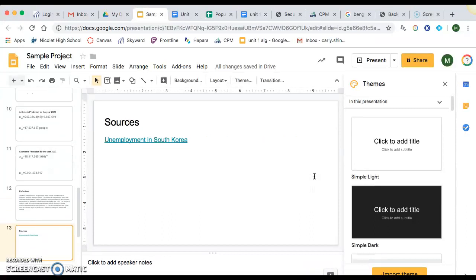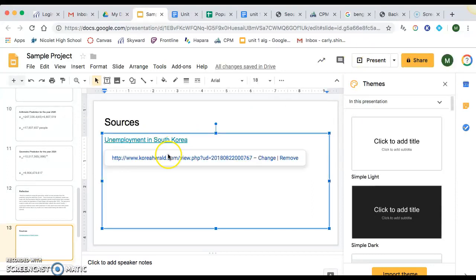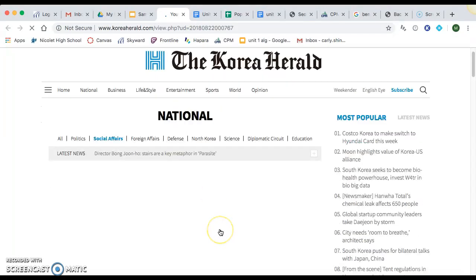And then last but not least, include your sources. I don't really care about APA, MLA. Don't tell your English teacher that. But I do want to see sources because I want to check to make sure you're not making this up. Or, I want to make sure that you're finding good sources and you're finding good data. So you can see this little article, which is about unemployment in Korea, if my computer ever loads. There it is, the Korea Herald.